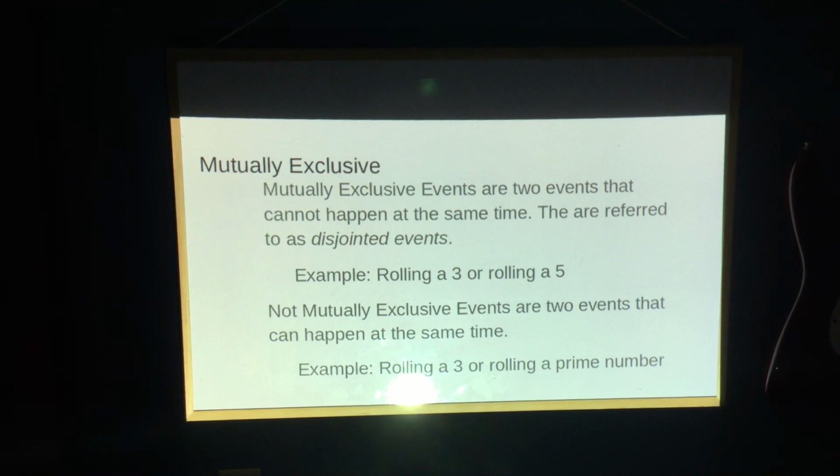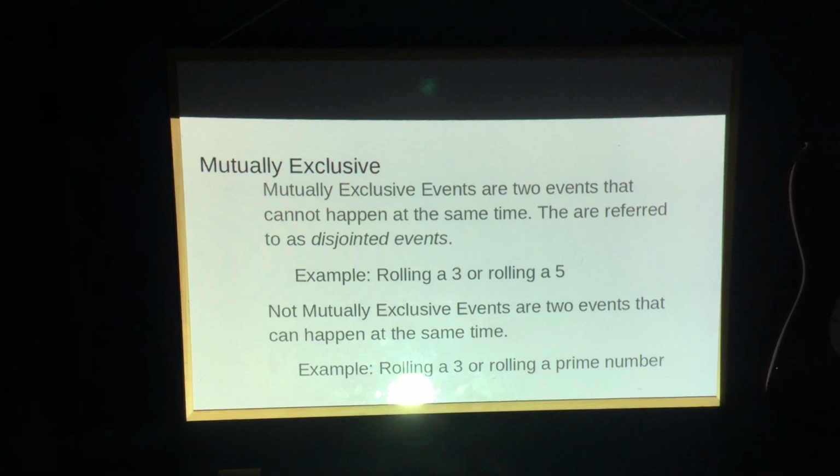Probability starts getting a little bit more complicated when we start talking about "or" events and "and" events. What I mean by that is, what's the probability of something happening or something else, or the probability of this thing and this thing happening at the same time. So right now this week, we're only going to worry about "or" events.